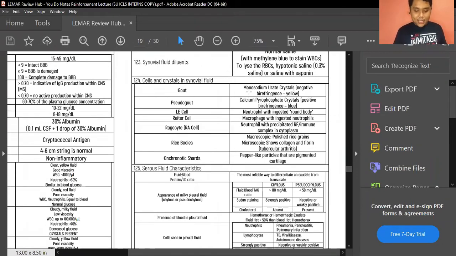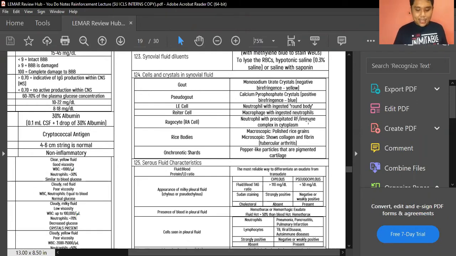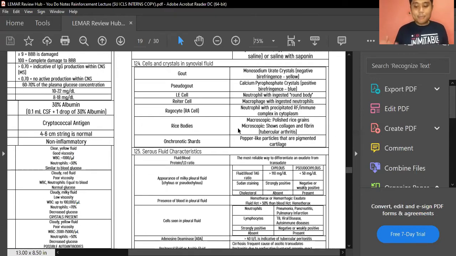Okay? Cells and crystals in synovial fluid. Gout, of course, is monosodium urate, yellow, negative birefringence, and pseudogout, you have blue, positive birefringence. All right? LE cell, round body; Reiter cell, macrophage with ingested neutrophils. Ragocyte or RA cell, take note, has precipitated immune complexes or rheumatoid factor in the cytoplasm. Take note: rheumatoid factor in the cytoplasm or precipitated immune complexes.